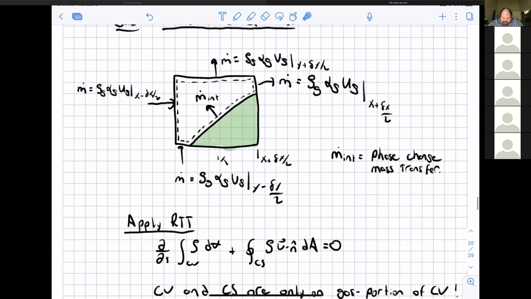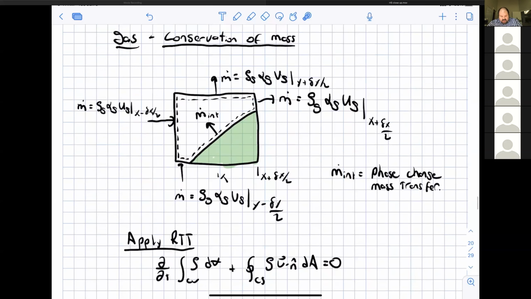Now, what we're going to assume, and I think I have it written over here, is that the amount of area that is not liquid at each edge of the control volume is equal to the gas phase volume fraction. And so that is an assumption. It's a common assumption. Everybody makes it without sort of realizing that they're making it. You're assuming that the area fraction equals the volume fraction.